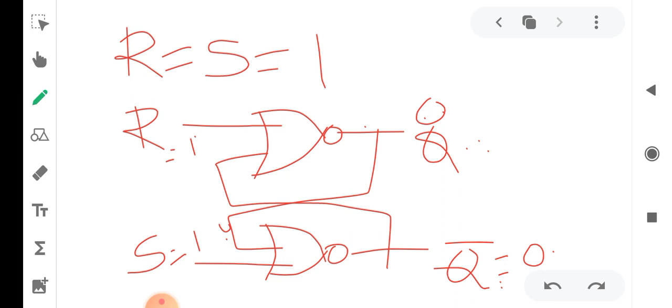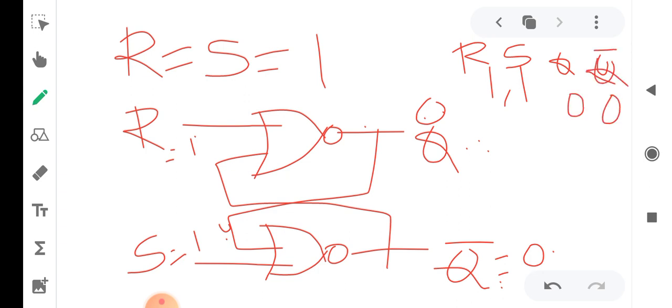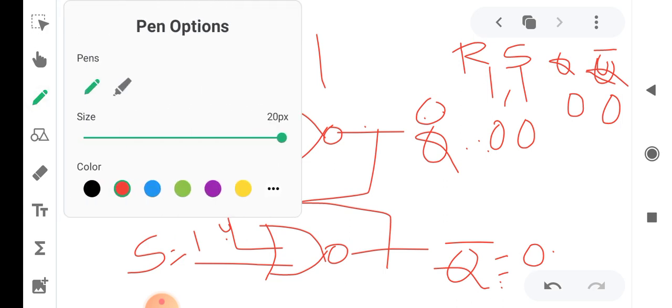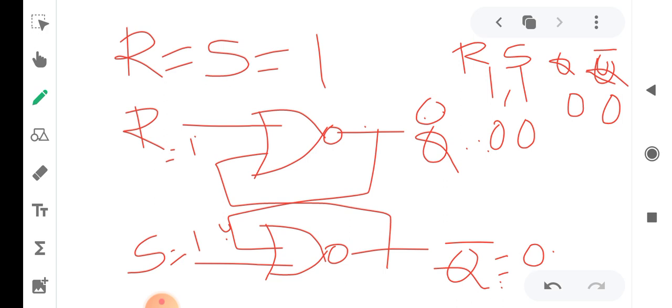Say I have changed this to 0, and for R equal to 1 and S equal to 1, I am getting Q and Q complement as 0 0. Fine. Let us check whether this 0 0 is stored here. I am making this input 0 0, and simultaneously this input 0 0. Whether it is storing the input.